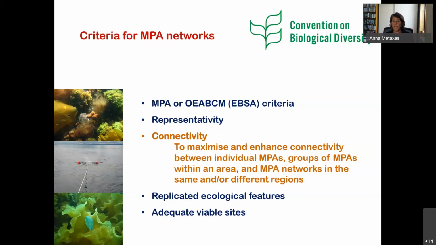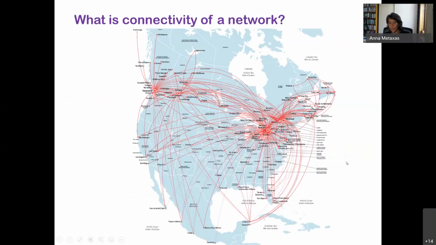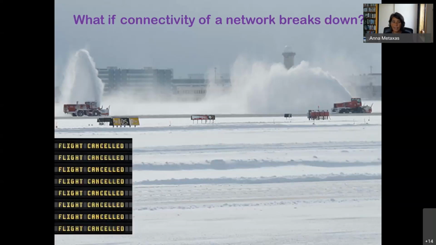The main criterion of networks is to maximize and enhance connectivity between individual marine protected areas, groups of marine protected areas within an area, and networks across regions. So why do we care about that? Here's a network that is very much different now, but that's what it used to look like at the beginning of March. This is the Air Canada network in North America. This is what happens in winter, right? And this is something that can break down all those linkages that you see, all those different flights that go from one place to the other. And we've all experienced this, all of us that live in this great country of ours.